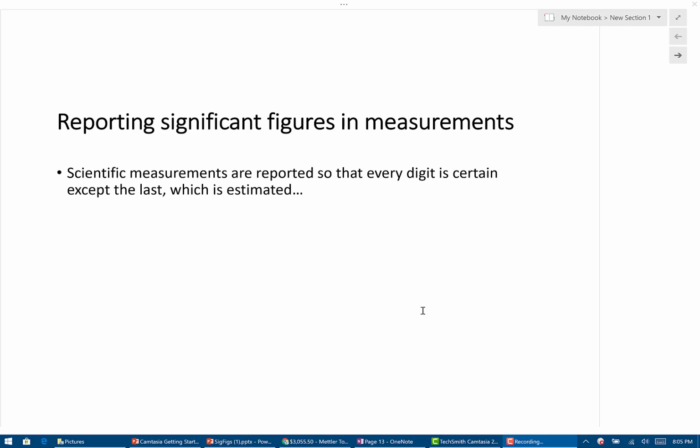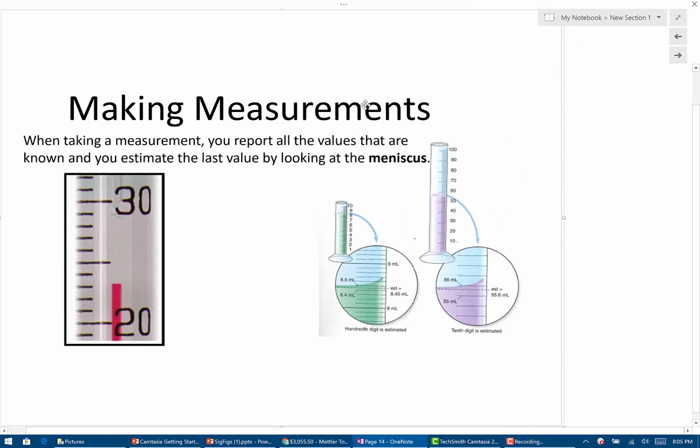Okay, so scientific measurements, as it says here, are reported so that every digit is certain except the last, which is estimated. Okay, so what does that mean? Let's take a look at that. So when you are making measurements, you want to report all the values that are known, and you estimate the last value, and here it says by looking at the meniscus. Okay, so what does that mean?